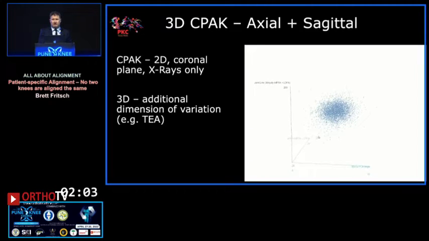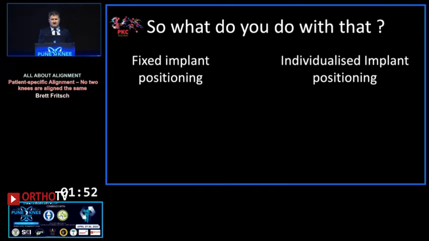And our tools are improving. We started with x-rays. Now we've got CTs, MRs, and robots, so we can see closer. These are both in 4 degrees of varus, but they've got wildly different rotation. You approach those knees the same way, they are not going to behave the same way. So you need to individualize your approach.